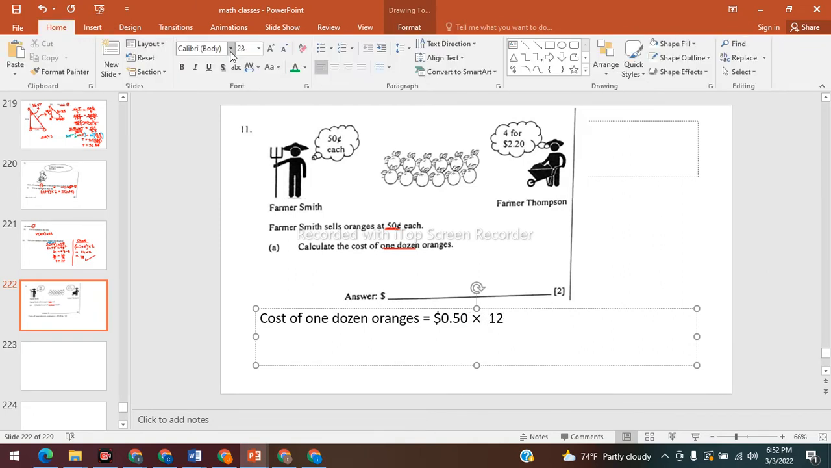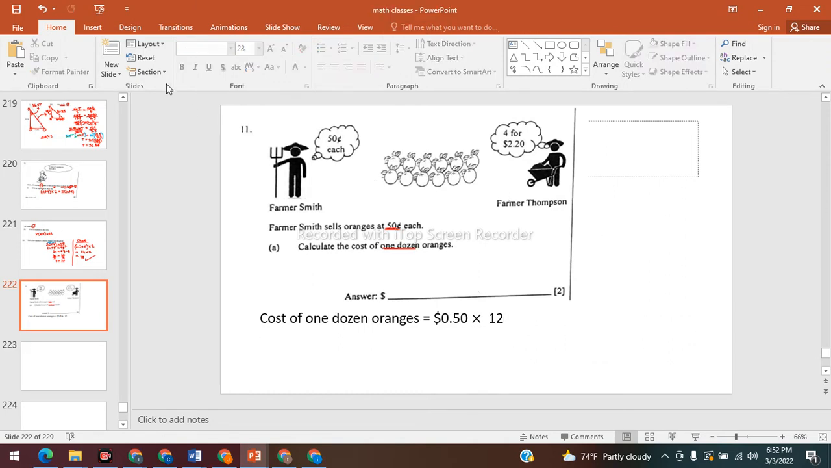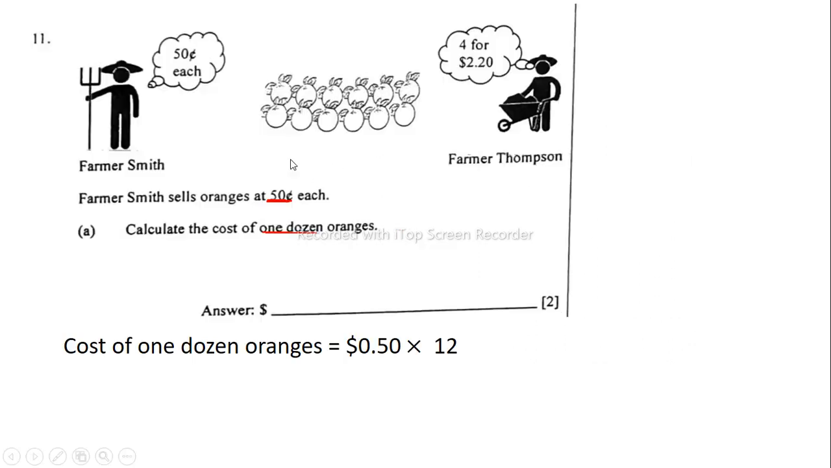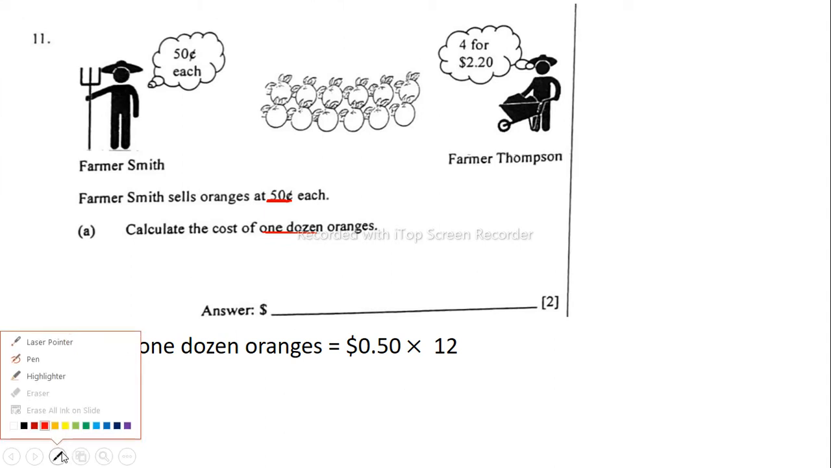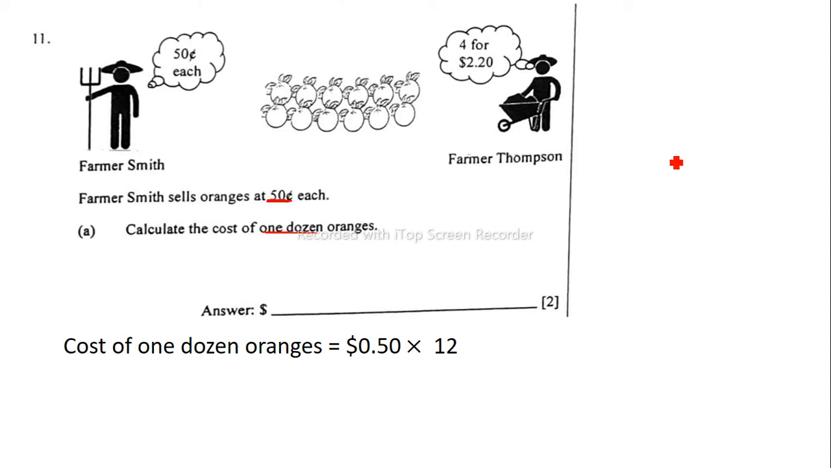The reason it's times 12 is because if we get 1 orange, that's 50 cents. 2 oranges, that's 2 times 50. 3 oranges, that's 3 times 50. So 12 oranges is going to be 12 times 50 cents. And it's 0.5. When you're doing the multiplication by hand, you cannot use 50, you have to use 0.5. So it's going to be 12 times 0.5.